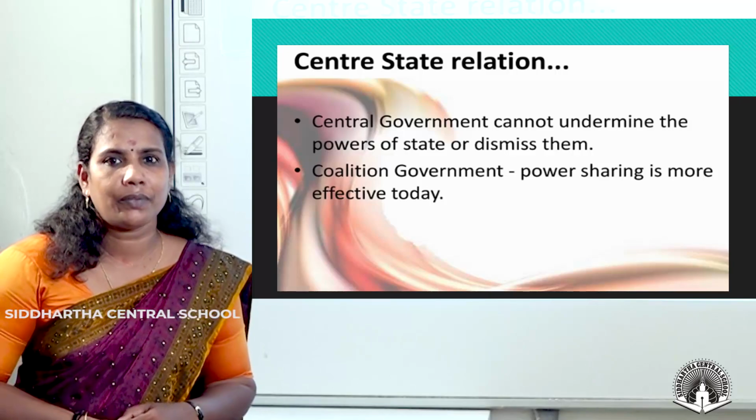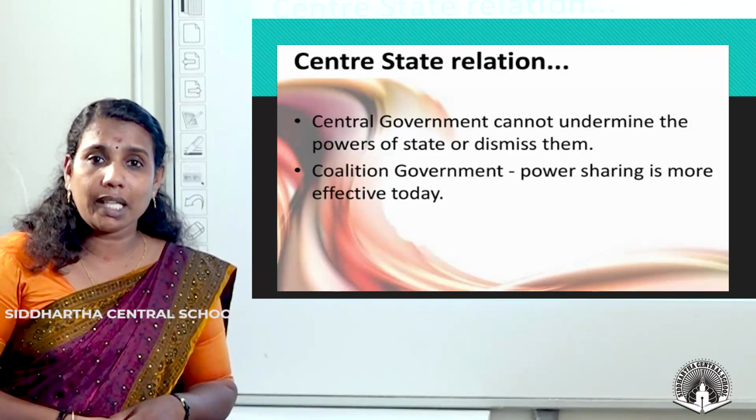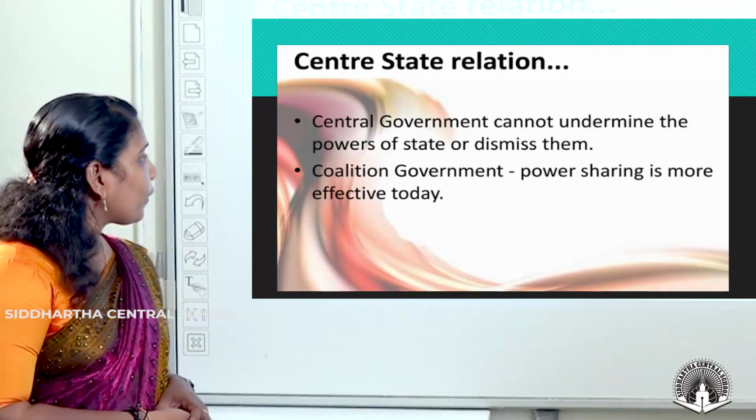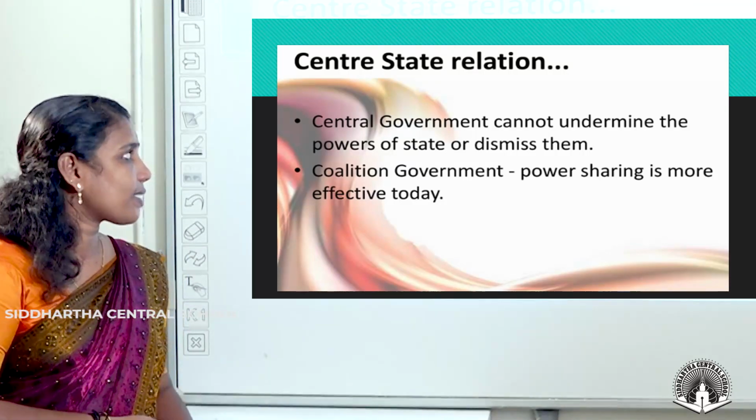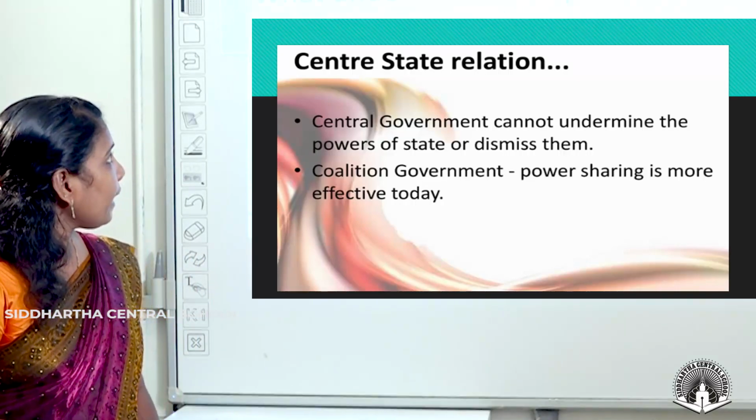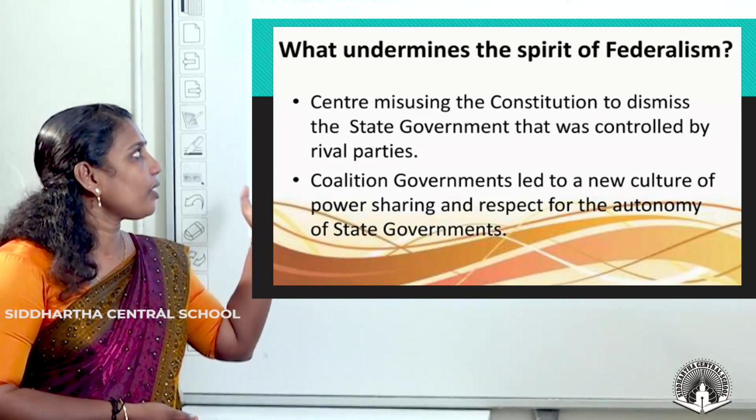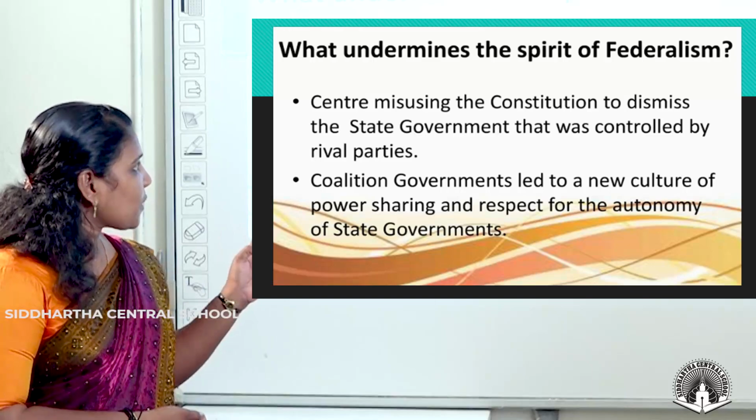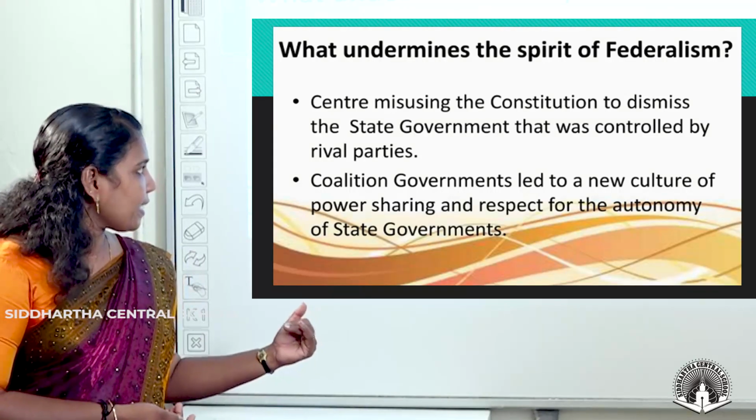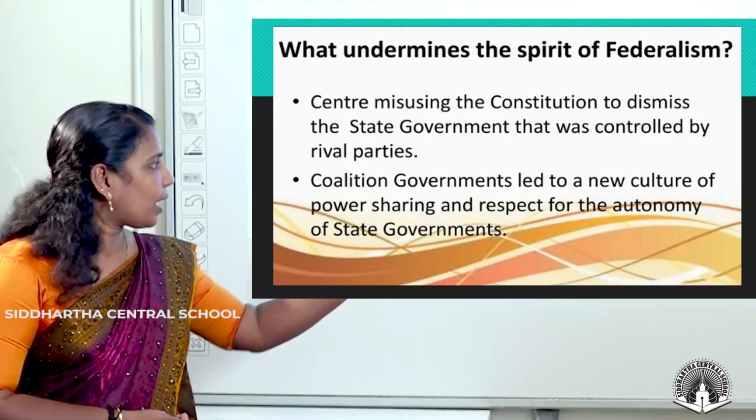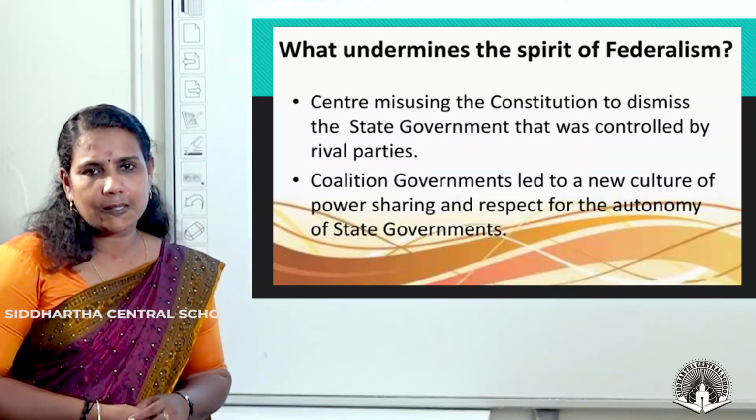than earlier. So, center-state relationship is one of the major steps taken towards the success of federalism, and the central government cannot undermine the powers of the state or dismiss them. Then, what undermined the spirit of federalism? To some extent, the center misusing the constitution to dismiss state governments that were controlled by rival parties. And later, coalition government led to a new culture of power sharing and respect for the autonomy of state governments.